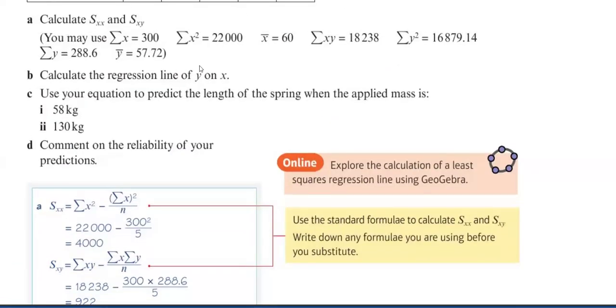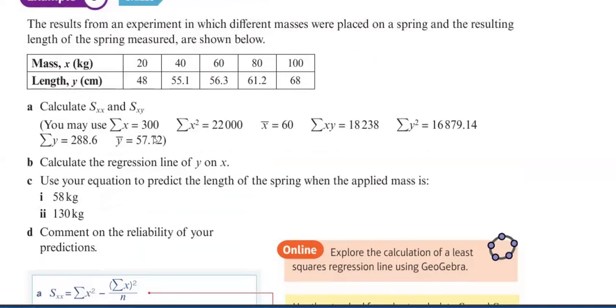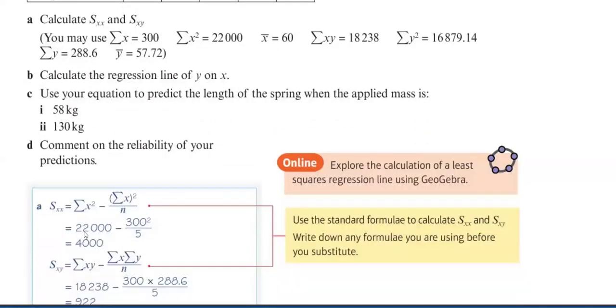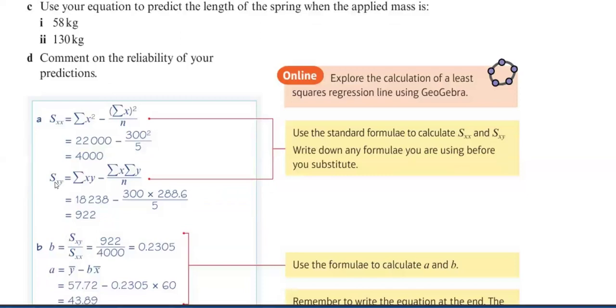Sigma x squared means 22,000 minus (sigma x) 300 squared divided by n, the number of data. You can see only 5. After simplification, 4,000 equals Sxx. Then Sxy we can find using this formula. All details are given, it is very easy.